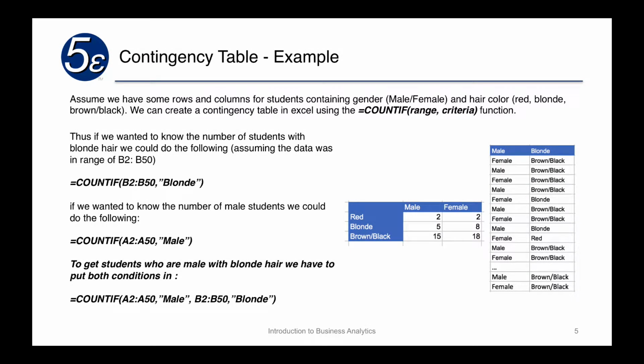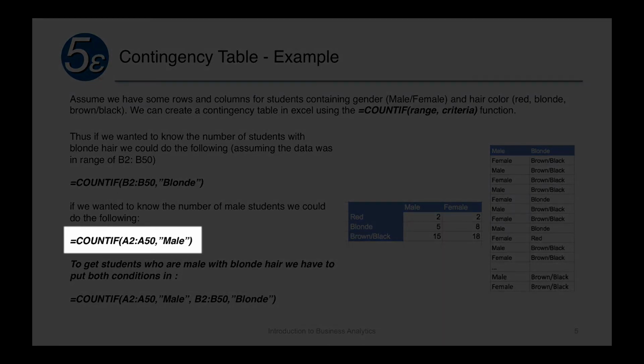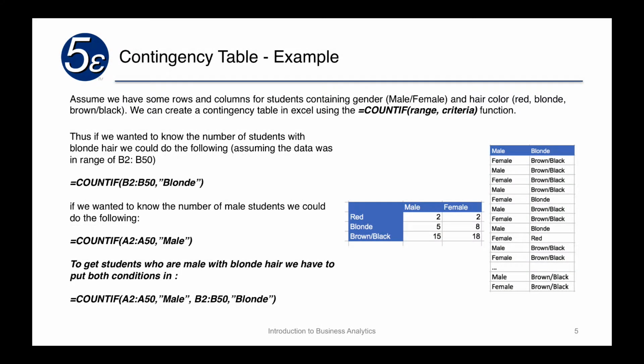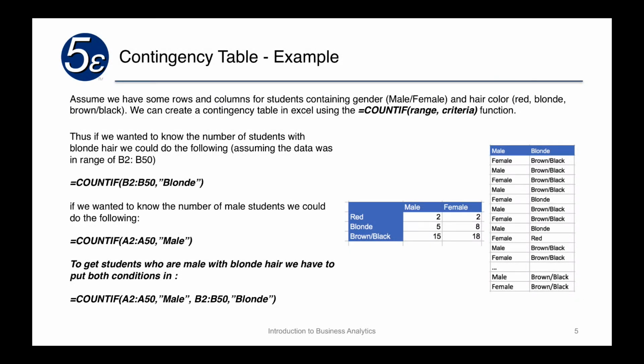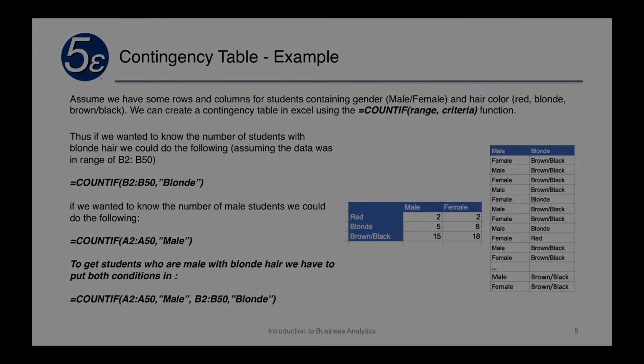Now, if we wanted to know the number of male students, we would do the same thing with a particular criteria, given a range, in this case A2 to A50. Now, if we wanted students that were male with blonde hair, we would use the Countif function in this manner, where we put the range of data that we're looking at, the criteria that it's going to match, followed by another set of range and criteria that we're trying to match.